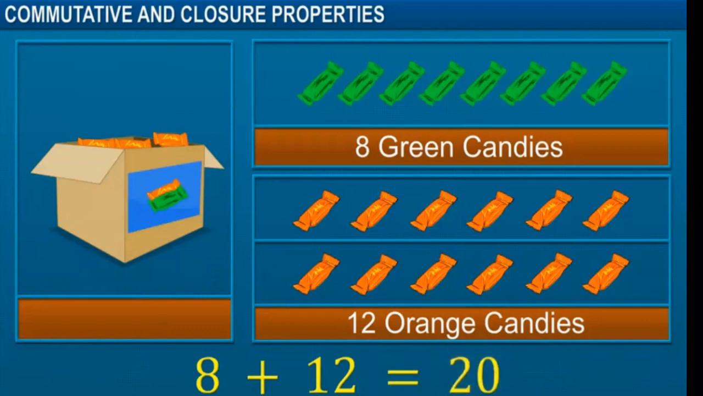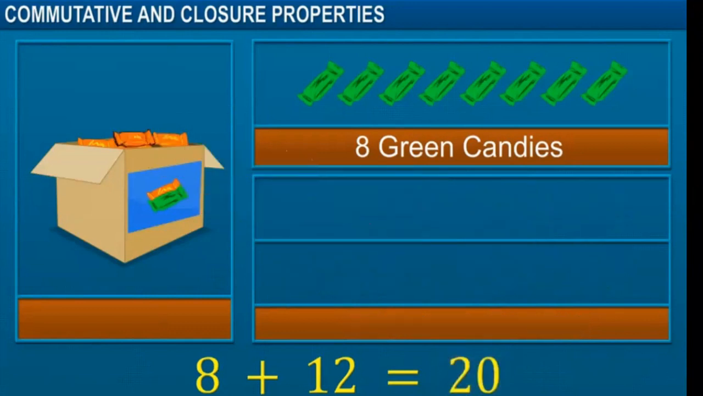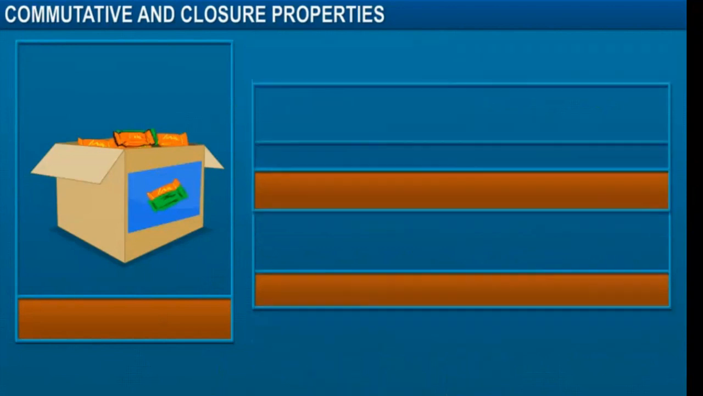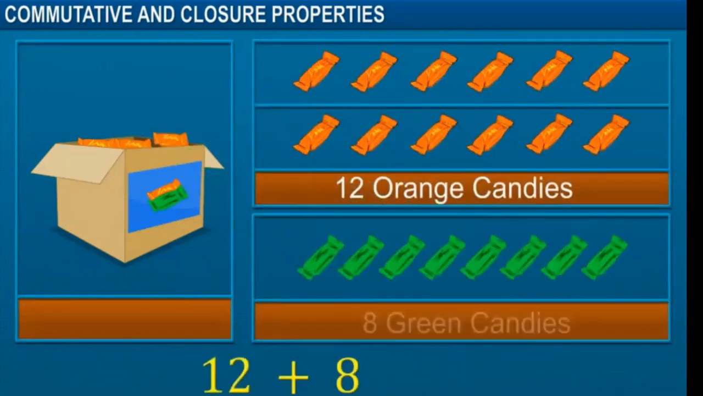Now, let's add the orange candies to the green candies. On adding 12 to 8, we get 20. Okay, so here we have added the orange candies to the green candies. So again 12 plus 8.